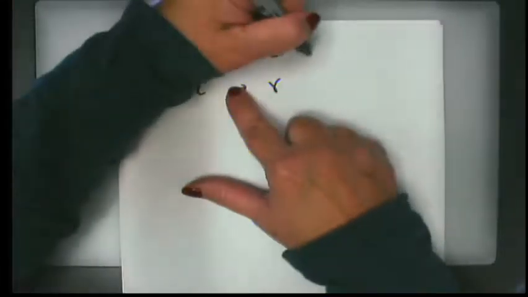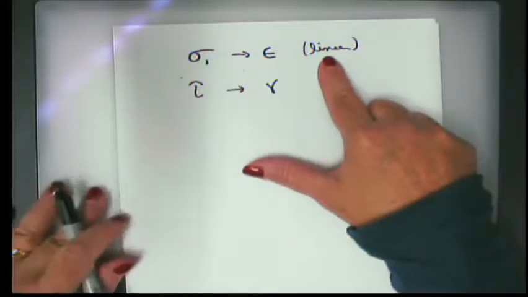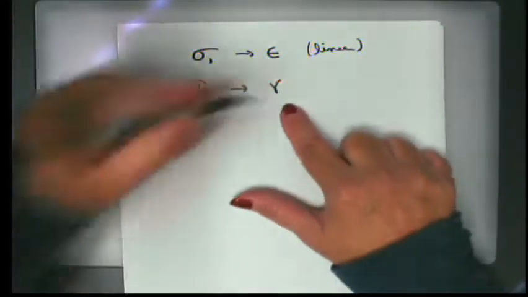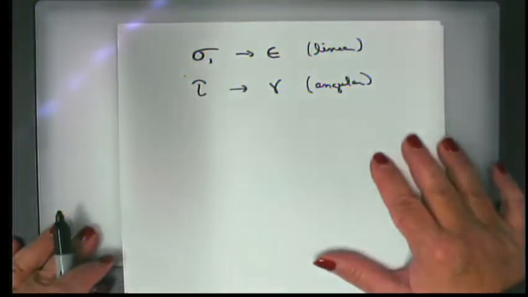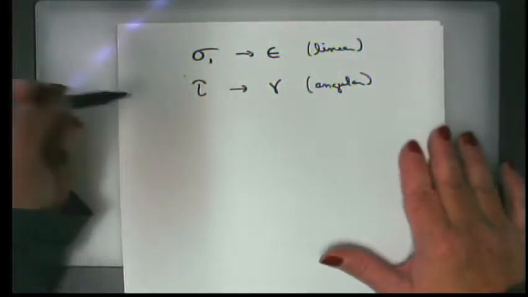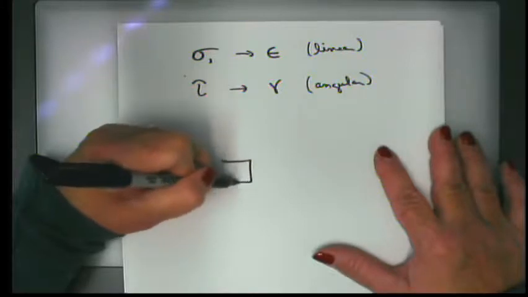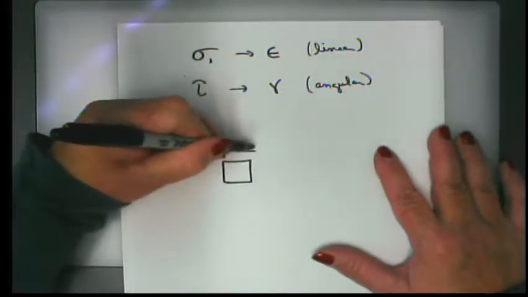Now, where this is linear, in other words, an elongation or a contraction, this is angular, meaning that we change the overall shape of an object based on shearing strain. So as you recall, shearing stress acts parallel to a surface.